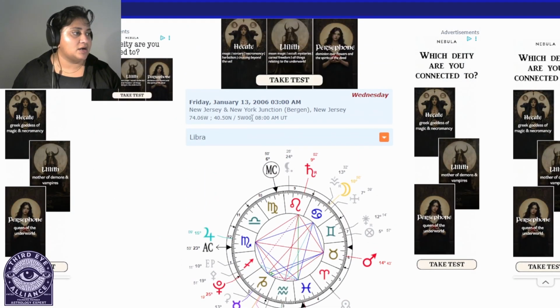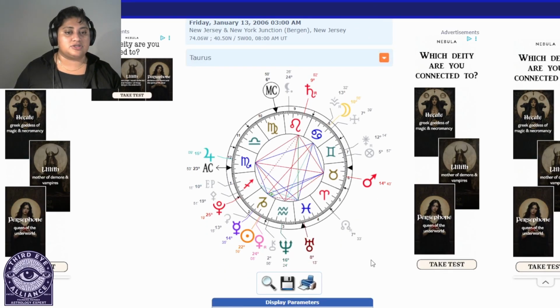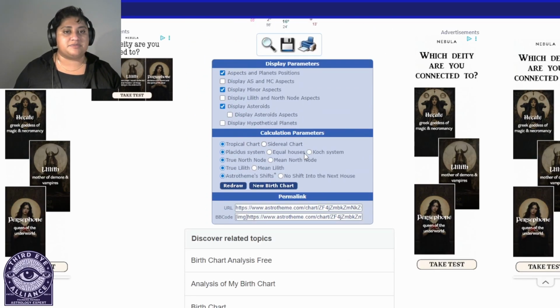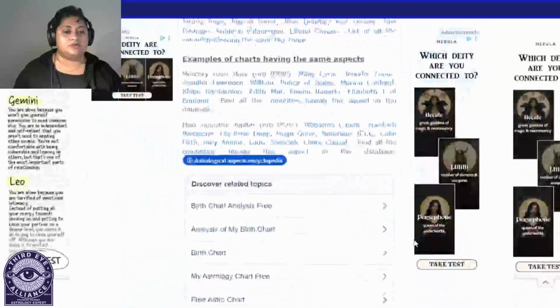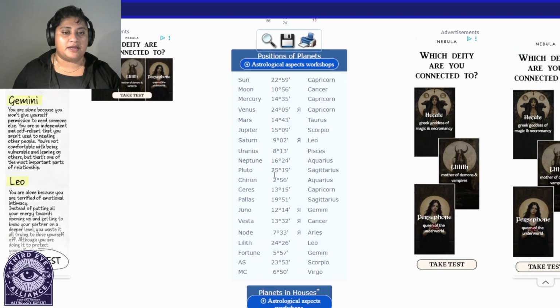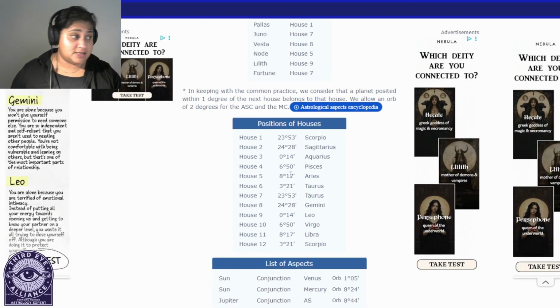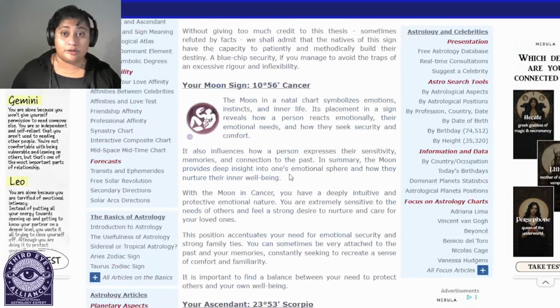You get your birth chart. It tells you the day, the time, the year, the location, the latitude, longitude. Your name's up here, and you'll see the circle chart. And on top of that, when you click on aspects and planets positions and you click redraw, you populate a table with the numbers, all the degrees and the sign, the planet and the houses and all that fun stuff. So this is how you use Astrotheme to pull up a chart.